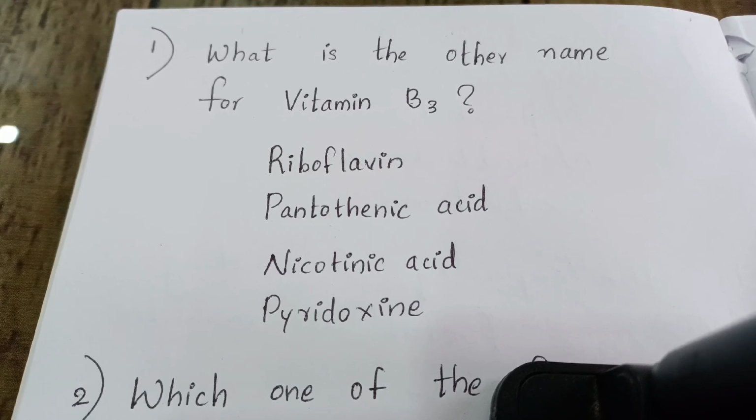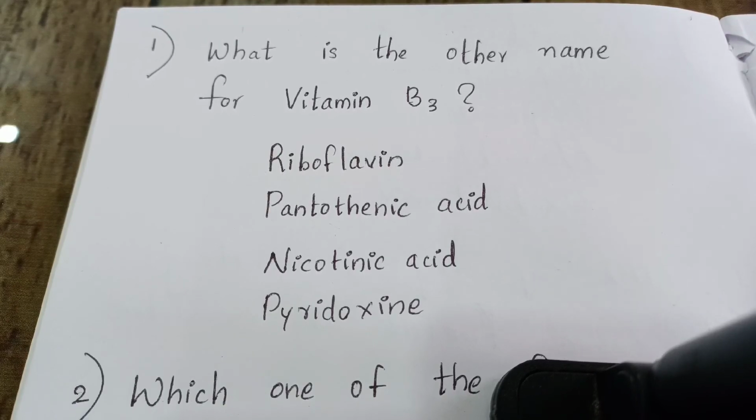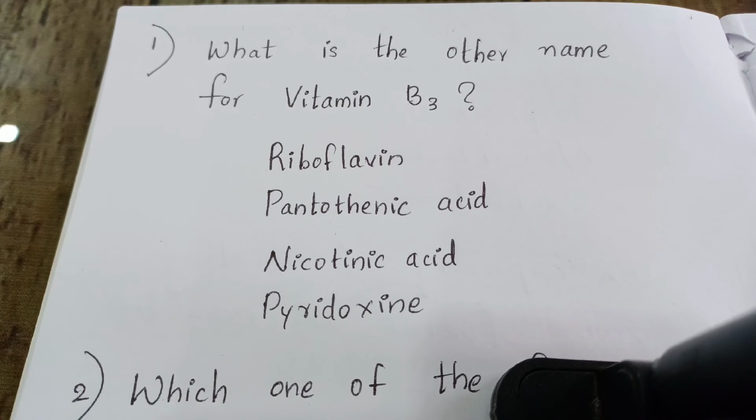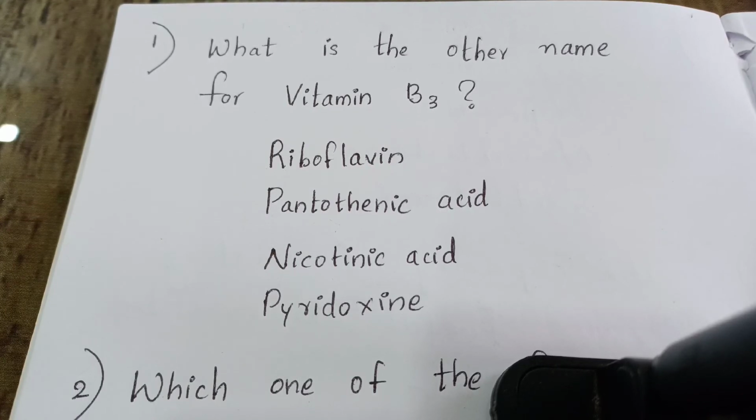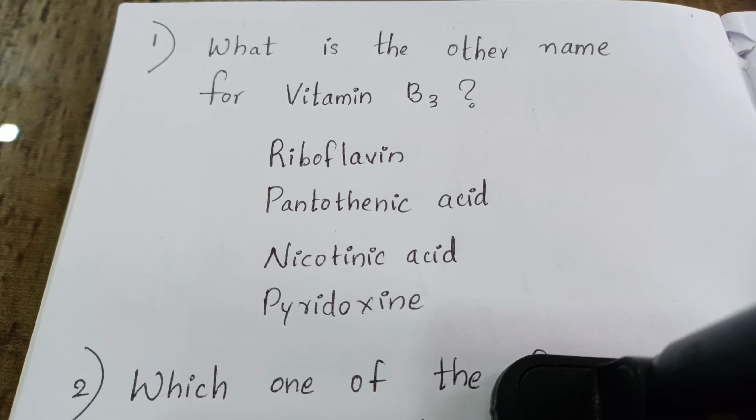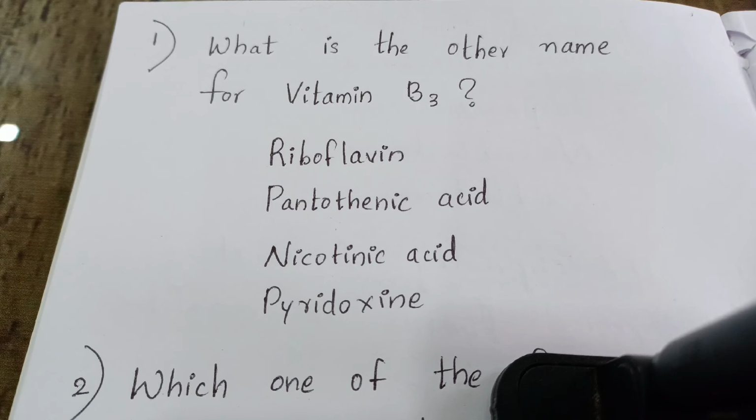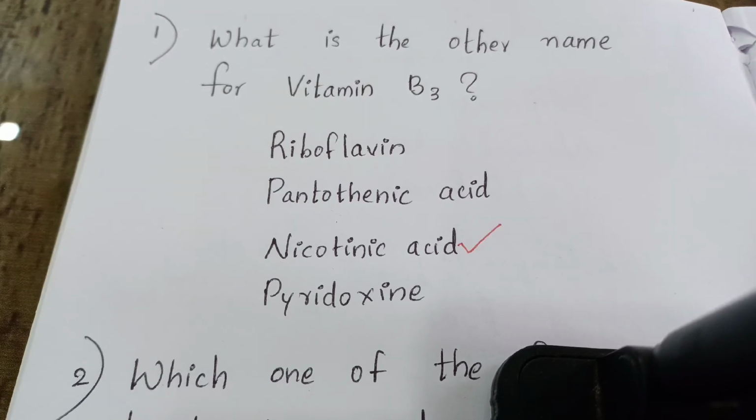Let's take a look at some of the pharmacology MCQs. The first question is, what is the other name for vitamin B3? Riboflavin, pantothenic acid, nicotinic acid, pyridoxine. The correct answer would be nicotinic acid or vitamin B3.